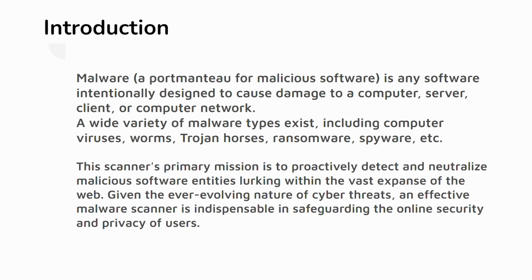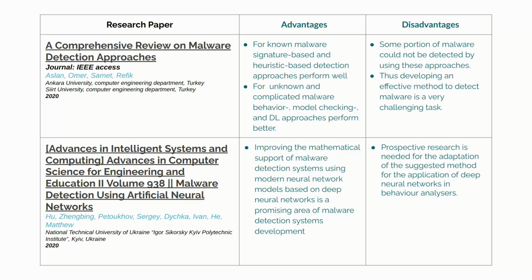Now let's delve into the research papers which we have reviewed for our project. The first research paper is titled A Comprehensive Review on Malware Detection Approaches. In this, the authors conducted an analysis and found that when it comes to known malware, signature based and heuristic based detection methods perform quite effectively. However, for unknown and complex malware, behavior model checking and deep learning approaches prove to be more efficient.